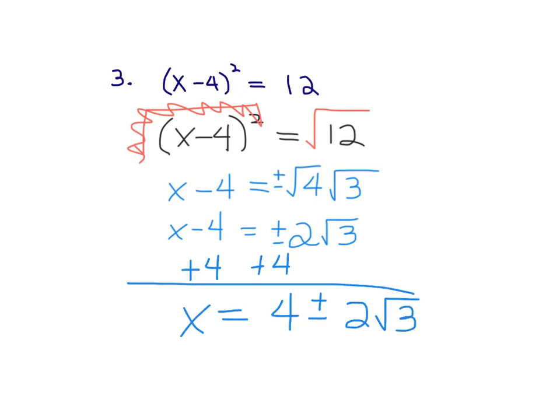root 3. Wait, so 4 would go before it? Yes. So generally they'll put the number in front and then the radical behind the plus minus. Now if you put the 4 behind it, that's fine, but this is generally how you're going to see answers like this written.